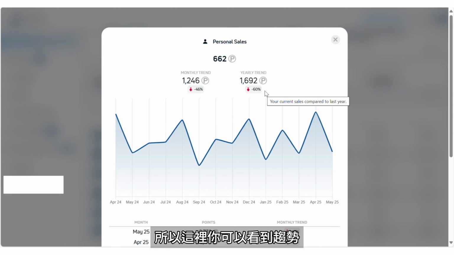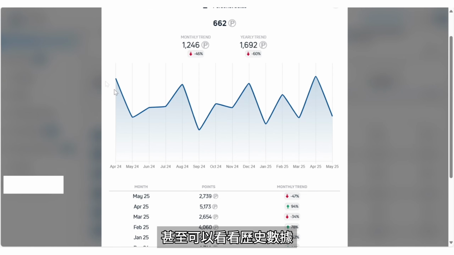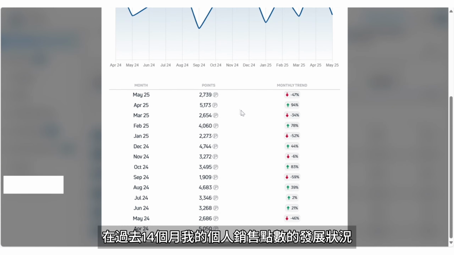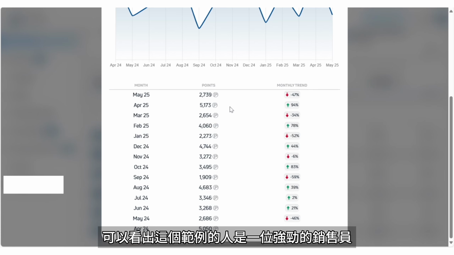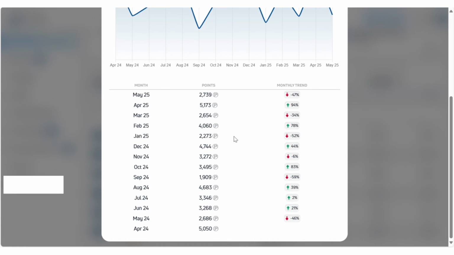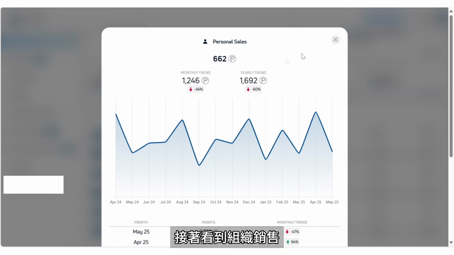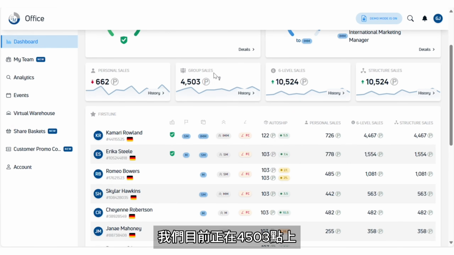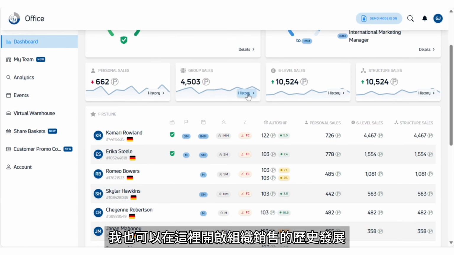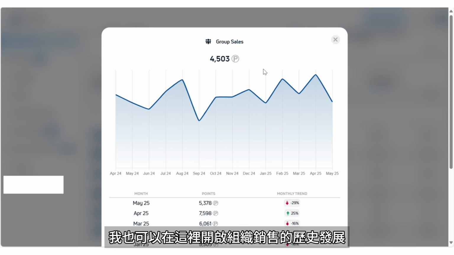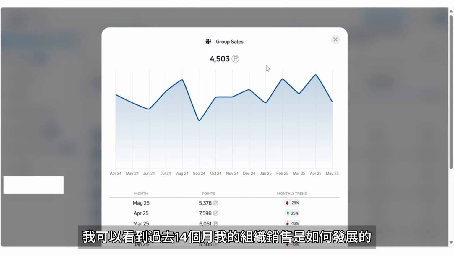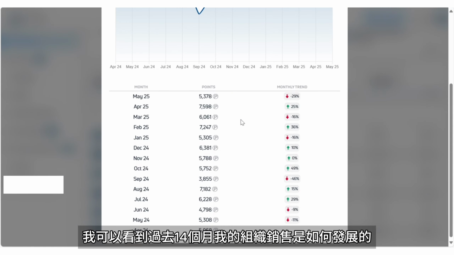So here you see the trend, or you can even look on a historical base how my personal sales have developed in the last 14 months. So here we are looking at a person who's selling strongly. When it goes to the group sales, we are actually on 4,503 points. I can open up the group sales development here as well, and I see how my group sales developed in the last 14 months.